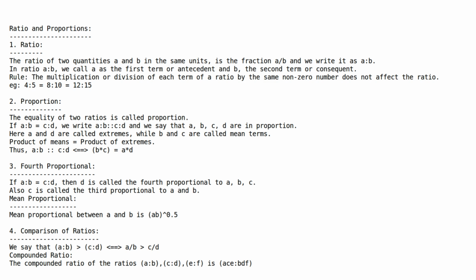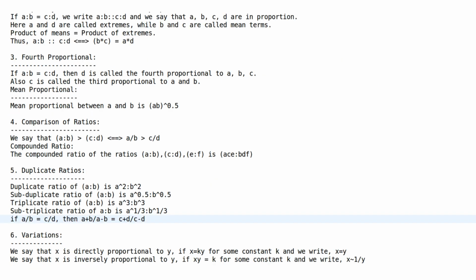Next one, fourth proportional. If A is to B is equal to C is to D, then D is called the fourth proportional to A, B and C, which is the fourth number proportional to the remaining three. Also C is called the third proportional to A and B. Next one, mean proportional. The mean proportional between A and B is root of AB, that is, AB to the power 0.5.